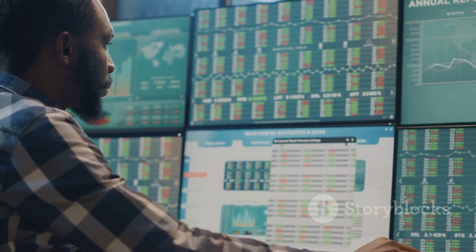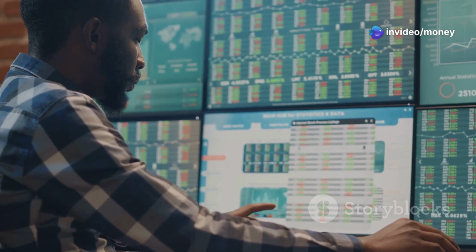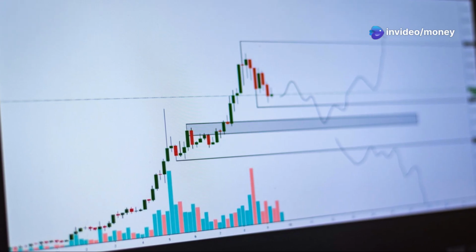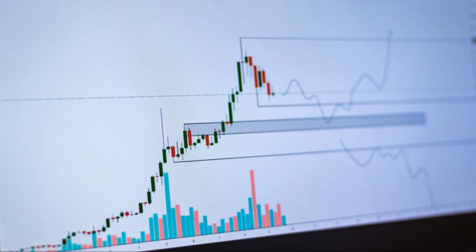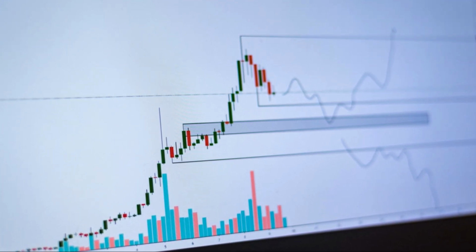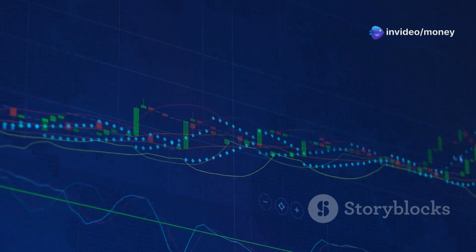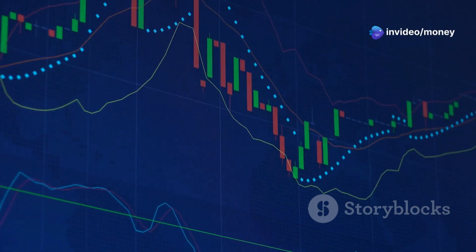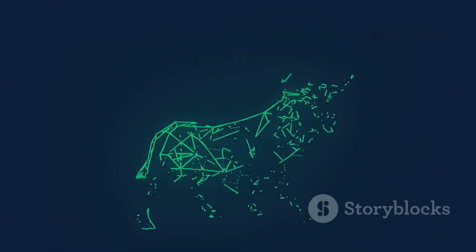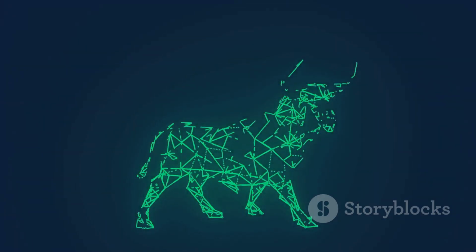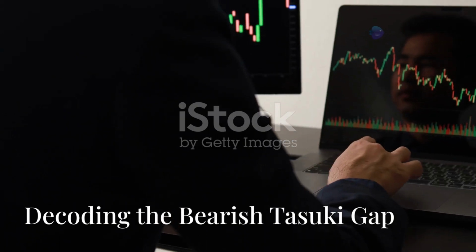Intrigued, you delve deeper into your analysis, incorporating other indicators to confirm your observation. You notice that the Relative Strength Index, or RSI, a momentum oscillator, is showing signs of divergence, indicating that the selling pressure might be weakening. Furthermore, you observe that the stock is finding support near its 200-day moving average, a widely followed technical indicator. Armed with this confluence of bullish signals, you decide to initiate a long position, anticipating a potential trend reversal.